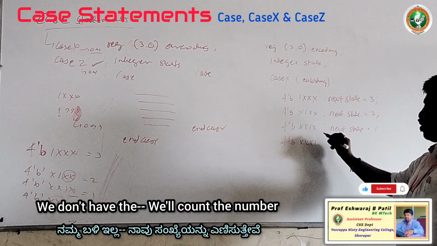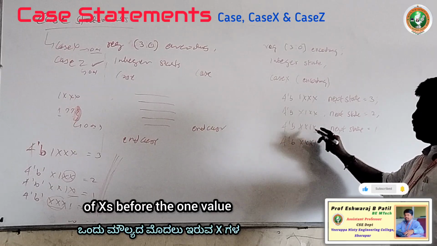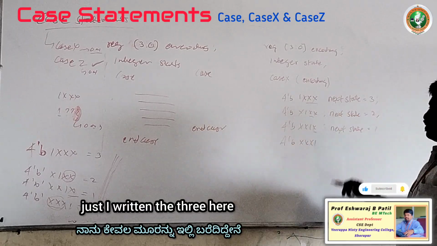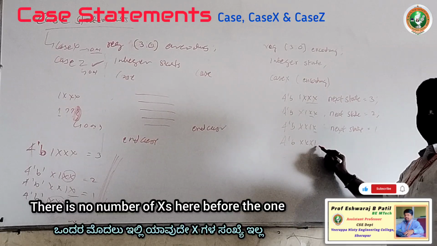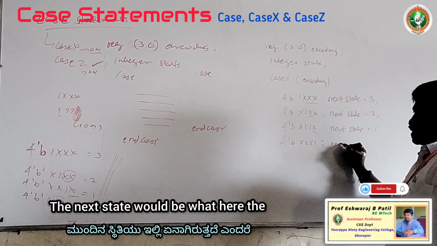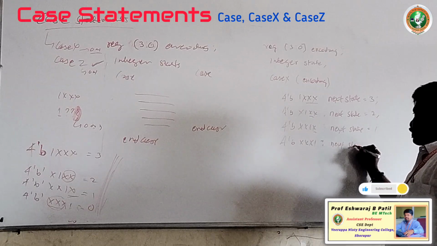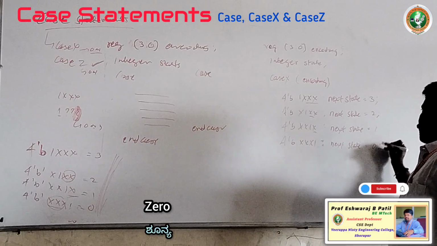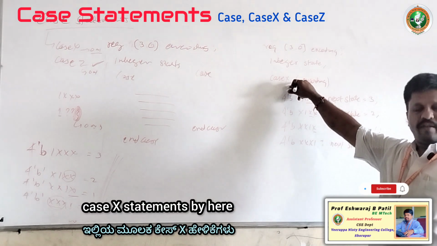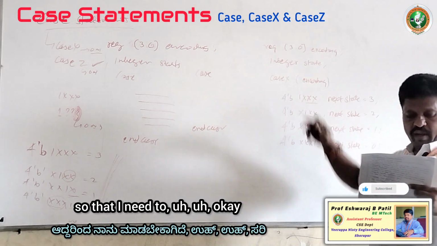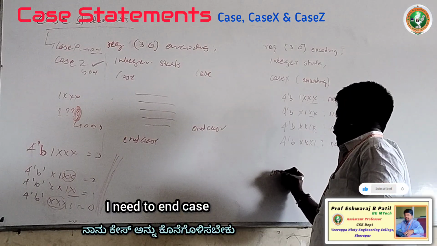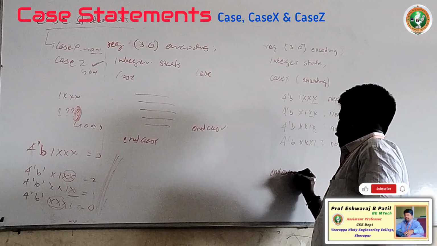Similarly I can go with the 4-bit X1. We will count the number of X's before the 1 value. Here 2 are there, so I wrote 2. There 3 are there, so I wrote 3 here. There is no X here before the 1, so the next state would be 0. Okay, like this. We have to start the casex statements here, and end with endcase. I need to end the case.